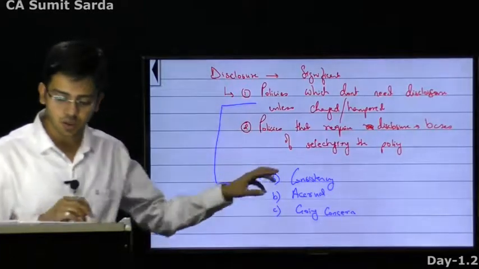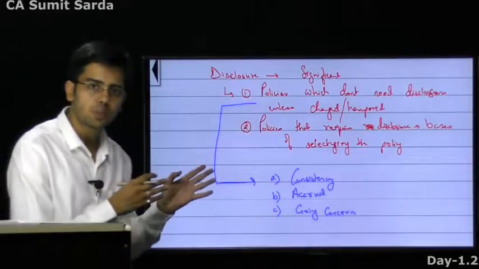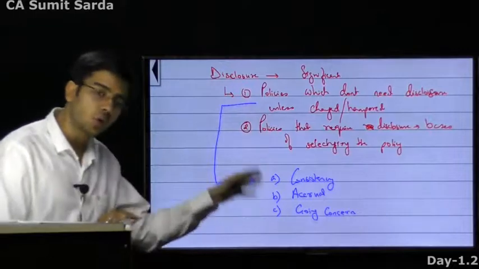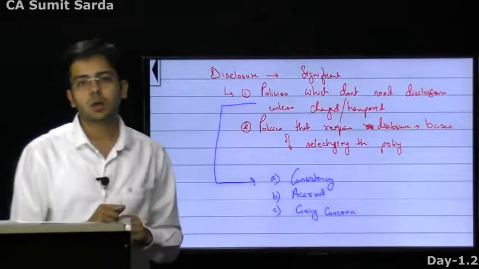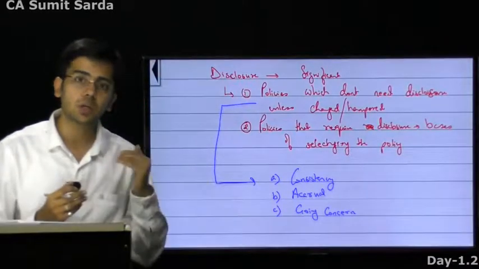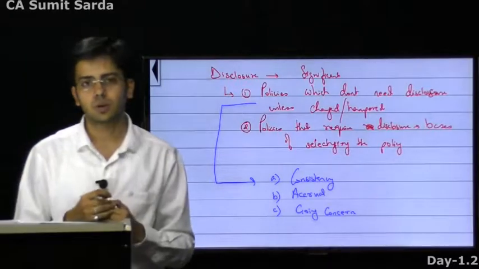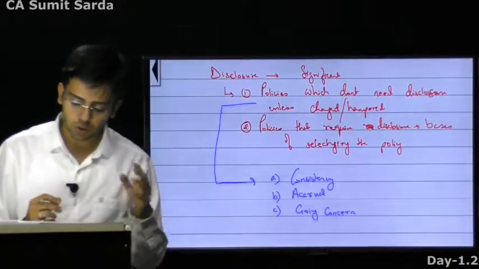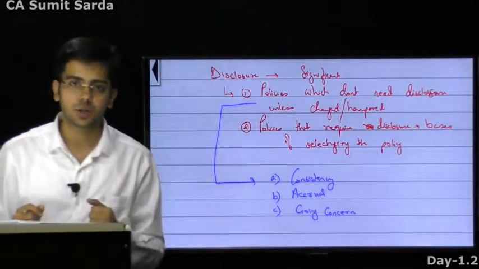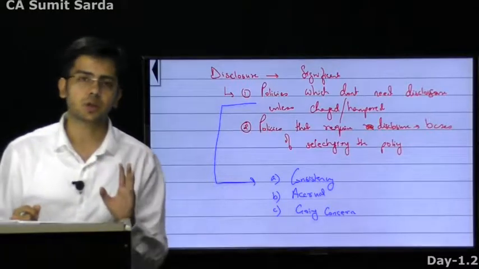So the first part is policies which don't need disclosure. Consistency: if the old policies are being followed, don't give any disclosure. But give disclosure if you have changed the policy. Okay. So from straight line 10% to 25%, give disclosure. From straight line to WDV, give disclosure. From cost model to revaluation model, give disclosure. So these are the aspects which are changed when I talk about consistency. I hope this aspect is clear.